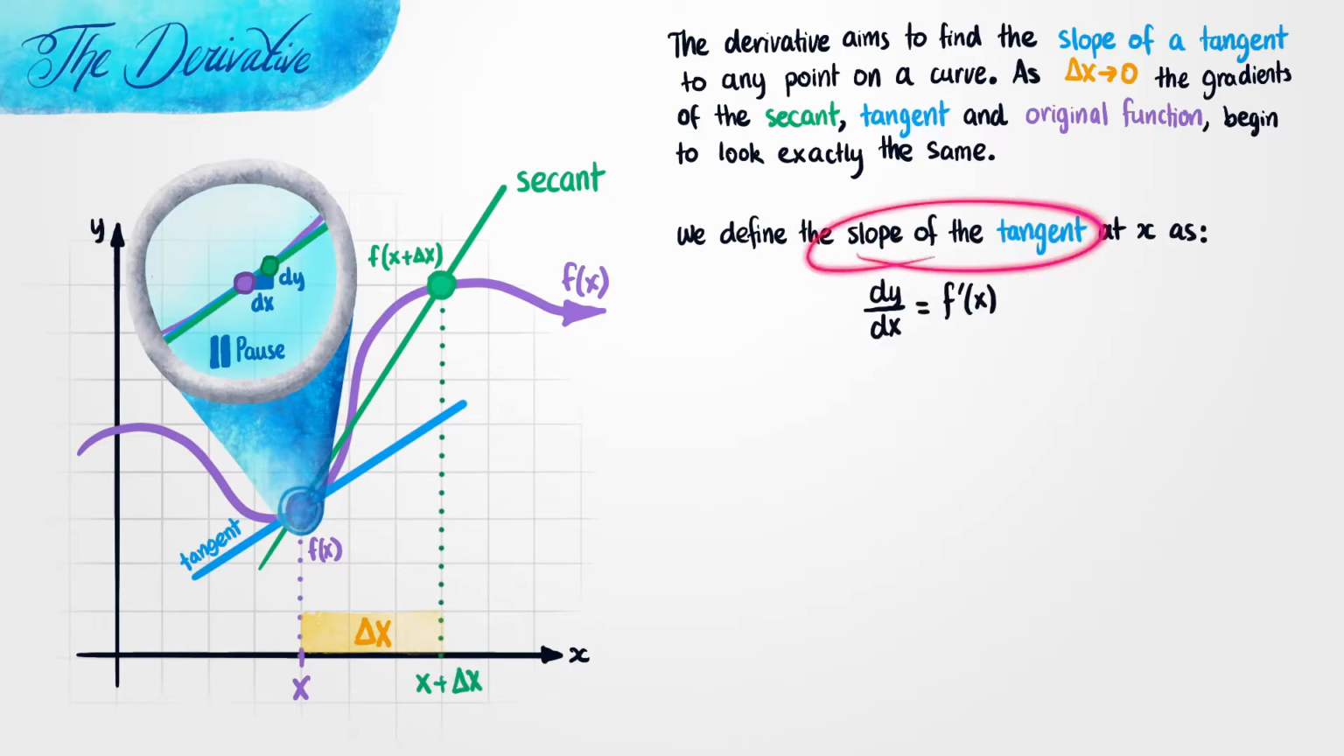Now, the slope of the tangent is exactly the same thing as the derivative, and we define it as change in y over change in x. We can also write it in terms of the function f. The dash over here indicates that we're looking at the slope of the function and not the value of the function at that point. However, as we already said, the slope of the secant will also approach the slope of the tangent as change in x goes to 0, so we can write this as well.